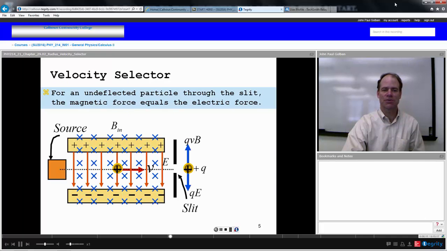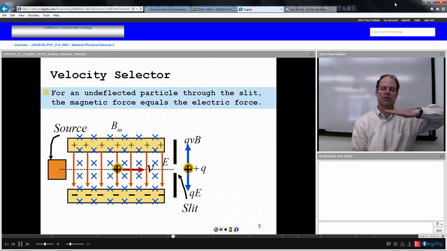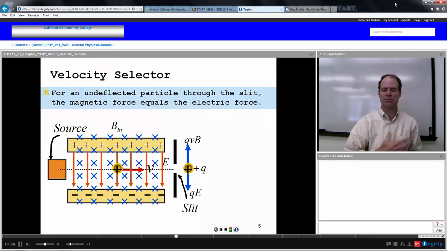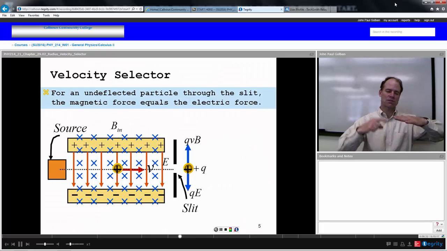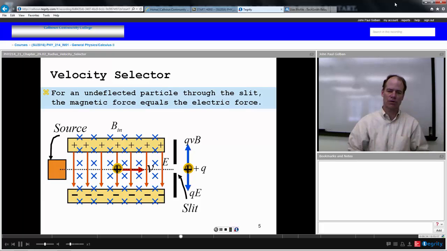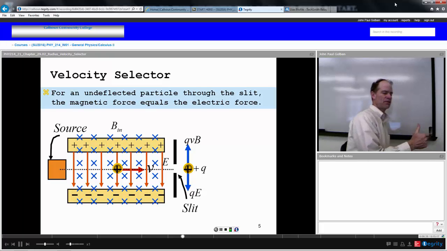Consider this situation. We have two fields going on. We have an electric field devised by two plates, a positive plate and a negative plate, going vertically. And then we have a magnetic field going horizontally into the page. And we're going to apply this on the same charge. Now the electric field, if it were a positive charge, would force the charge in a downward direction, while the magnetic field, with the charge moving to the right and into the page, would force it in an upward direction.